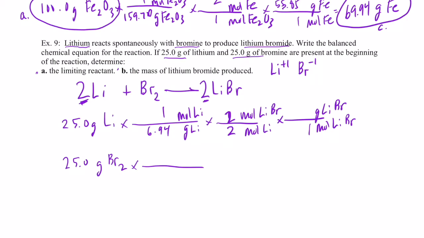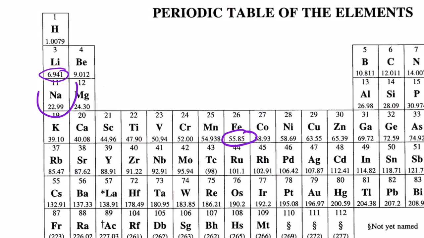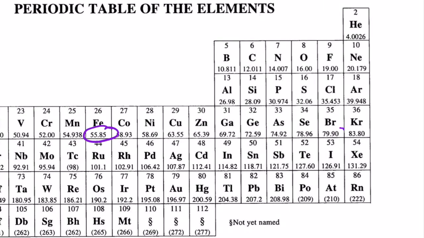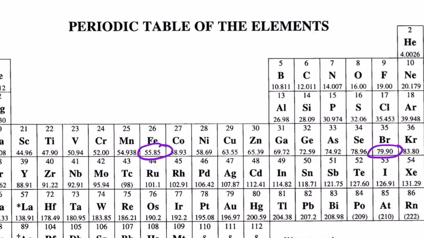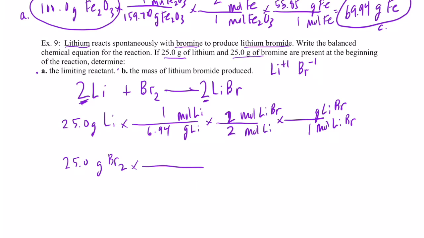So let's see what lithium bromide is going to weigh. So we have LiBr. So we know that Li weighs 6.94 grams, and Br is 79.90 grams. And so that would be 86.84 grams of lithium bromide per mole. So this will give us the amount of lithium bromide I can make with that reactant.